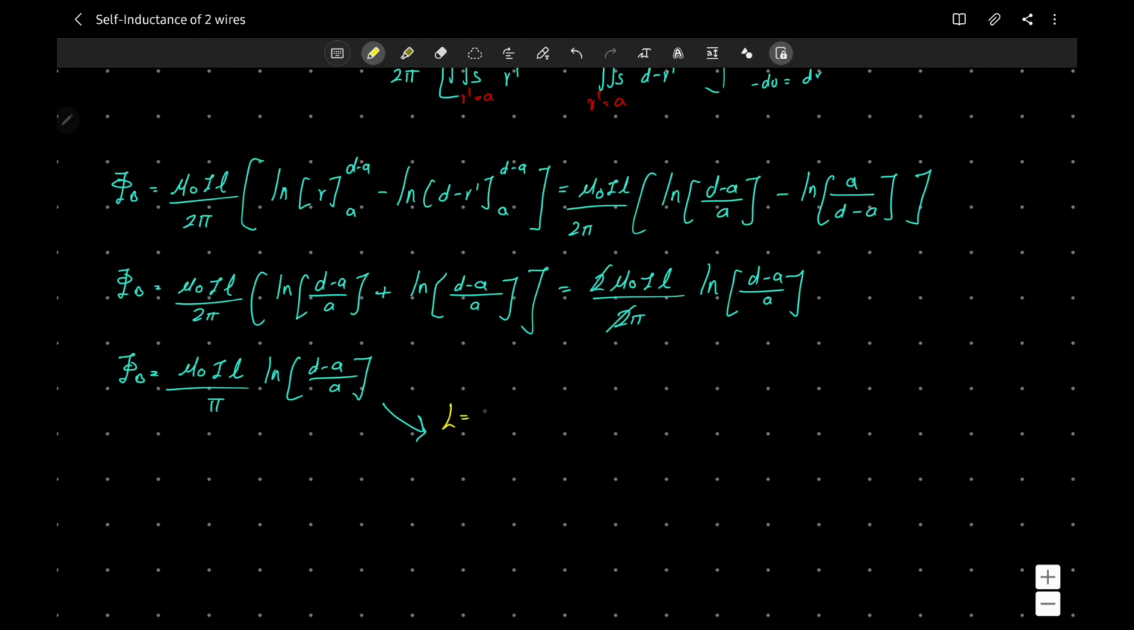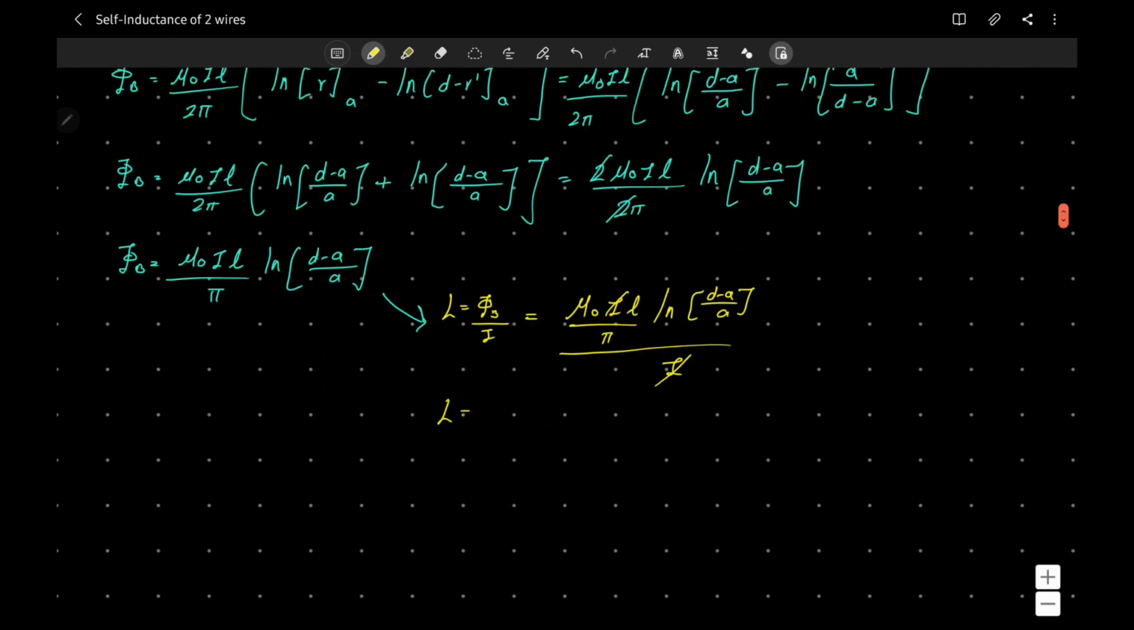And the self-inductance will be the magnetic flux over the current. So simplify that. So then I will say that the self-inductance of these two wires over the length L will be given by this expression.